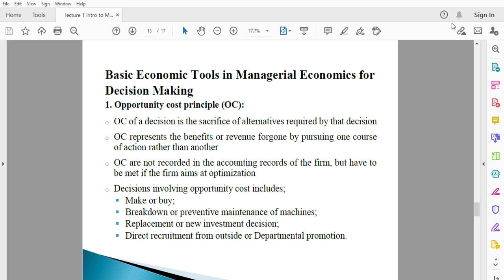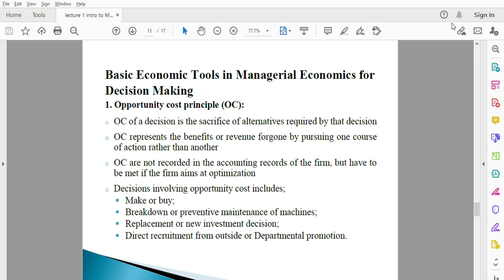Decisions involving opportunity cost include the following: either you make or buy. When you make, when you produce, you are foregoing something. When you buy also, there is an alternative you are giving away. So as a manager, there are some things you are not supposed to make, you are supposed to buy, because making it will be very expensive. There are some things also you are not supposed to buy, you have the ability to make, so why don't you make? So any sacrificed alternative is the opportunity cost. I believe you do understand.